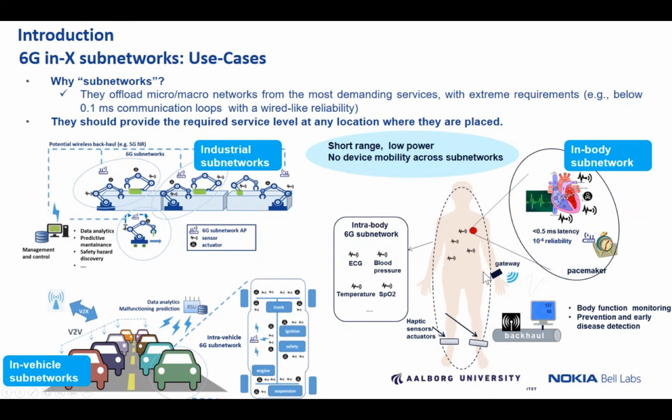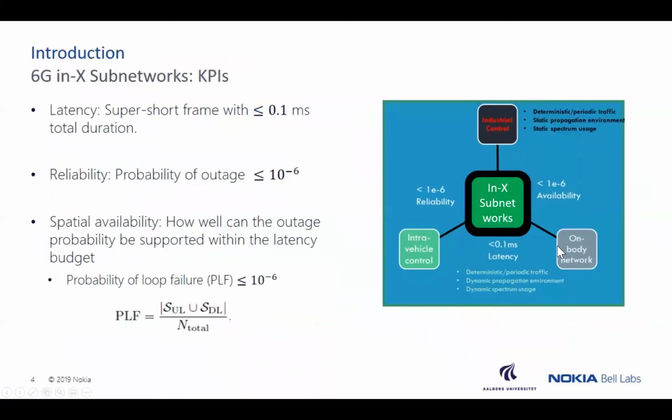Another application could be deployment for in-body networks, for example, for a wireless heart pacemaker. And this, again, is a life critical condition that would require some level of guarantee of the low communication loop and extreme reliability requirement.